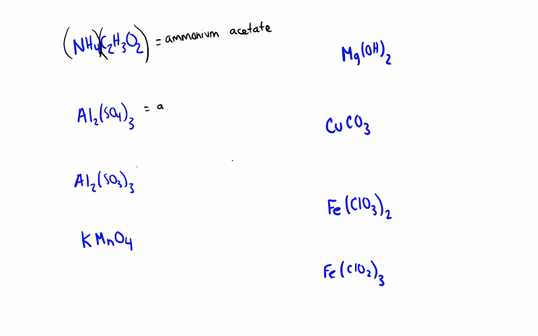Al2(SO4)3. Al stands for aluminum. This isn't binary anymore. I have a polyatomic ion. So SO4 is just as you've memorized it. So that's aluminum sulfate. Al2(SO3)3. So here is aluminum, but I don't have sulfate anymore. This is sulfite. Aluminum sulfite. Okay. KMnO4. Here's potassium permanganate.